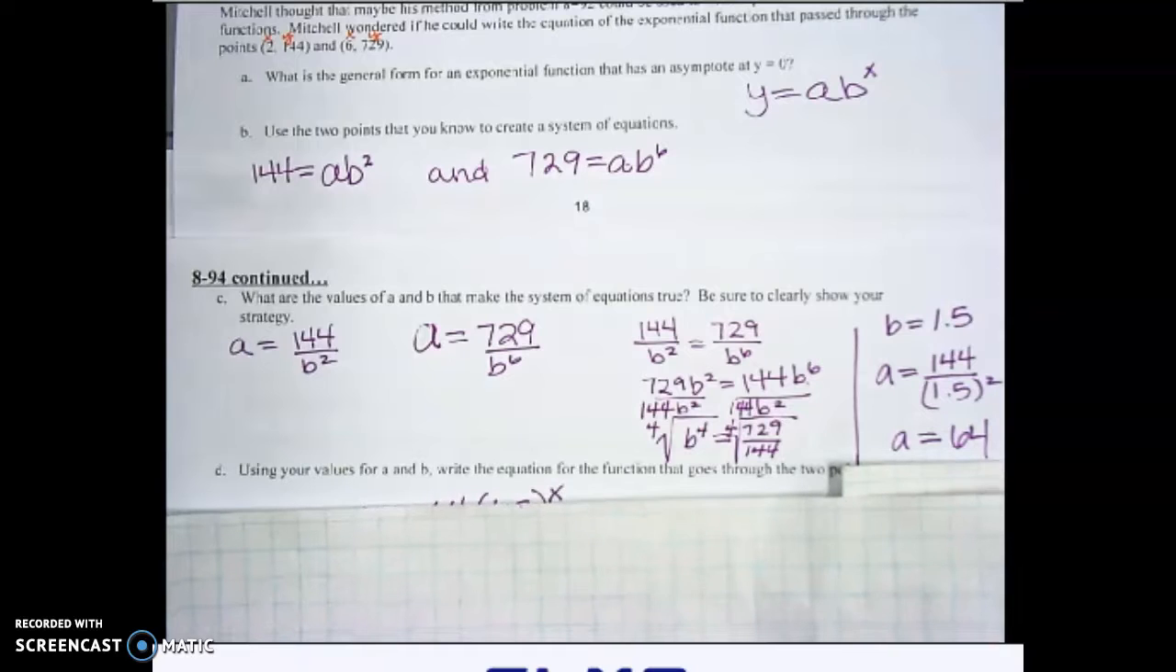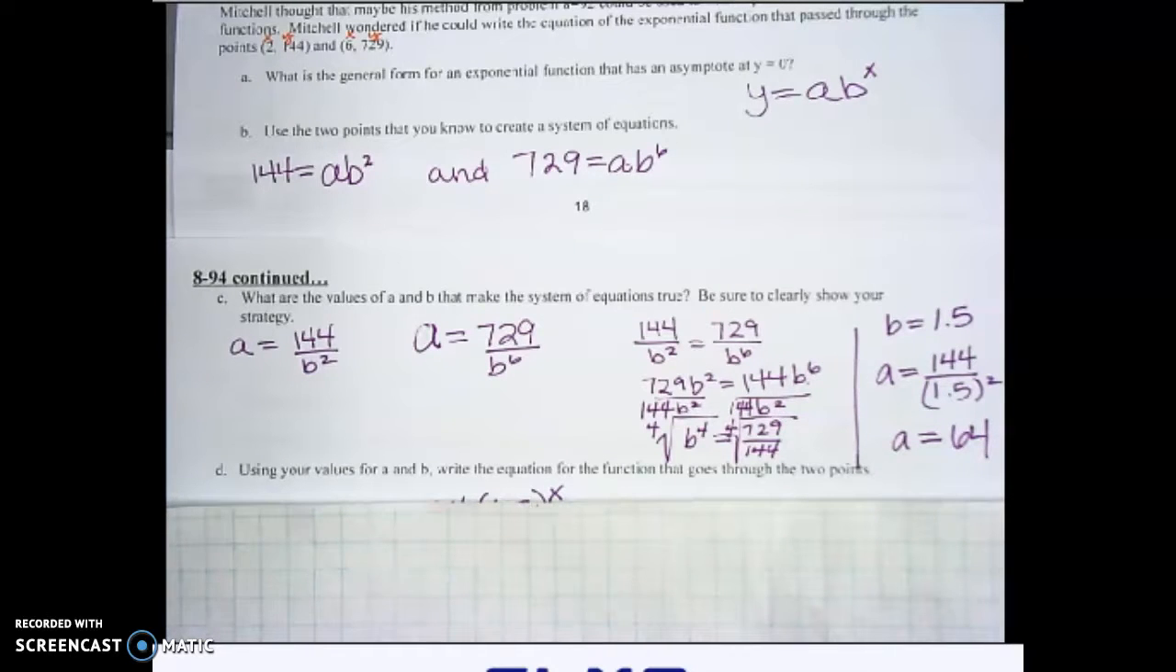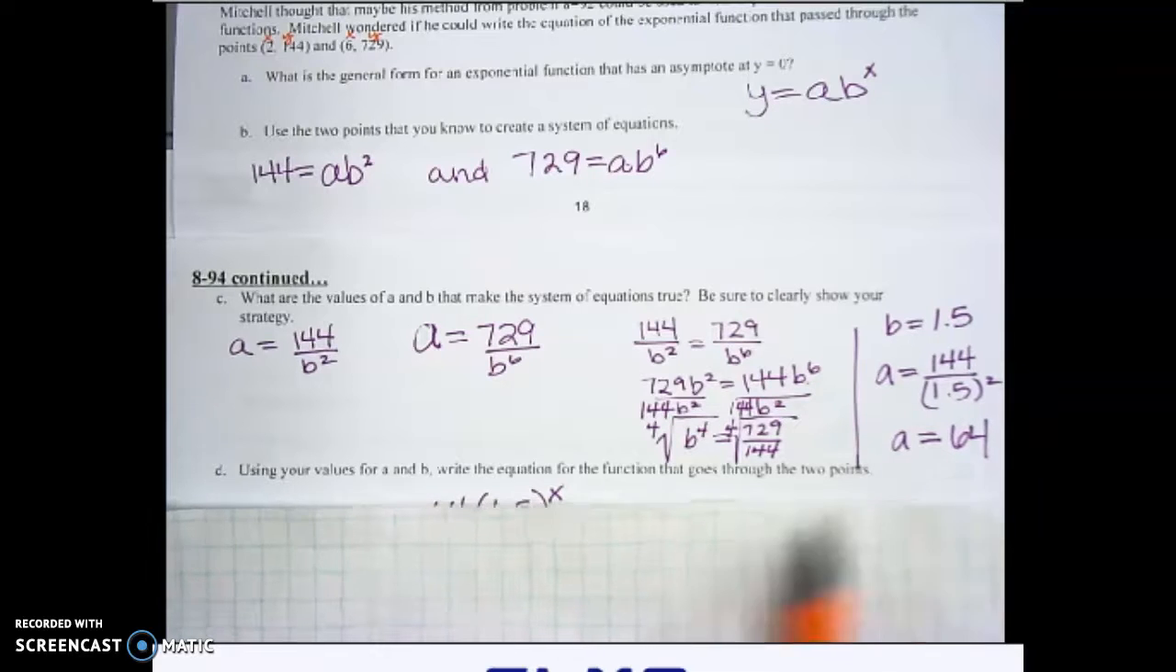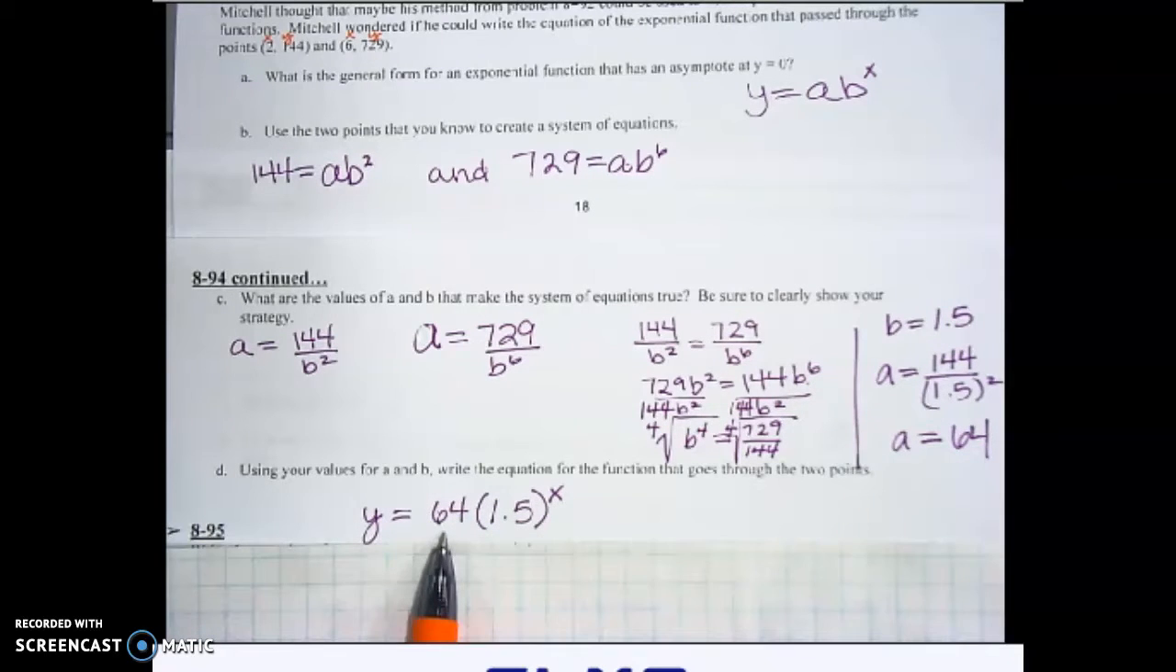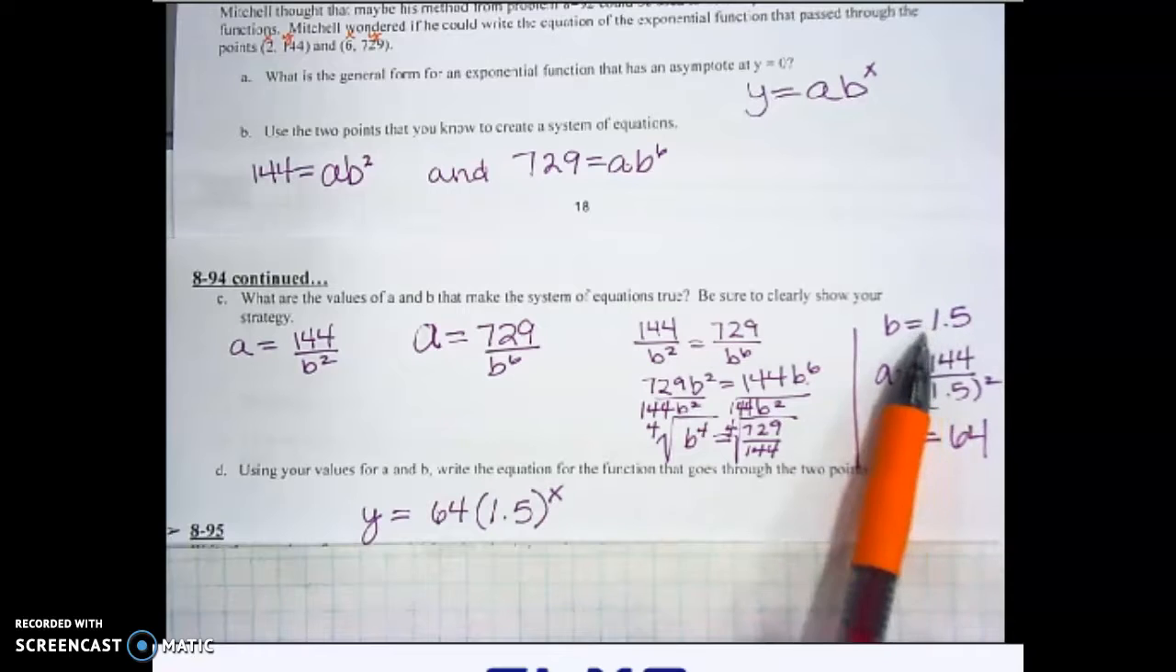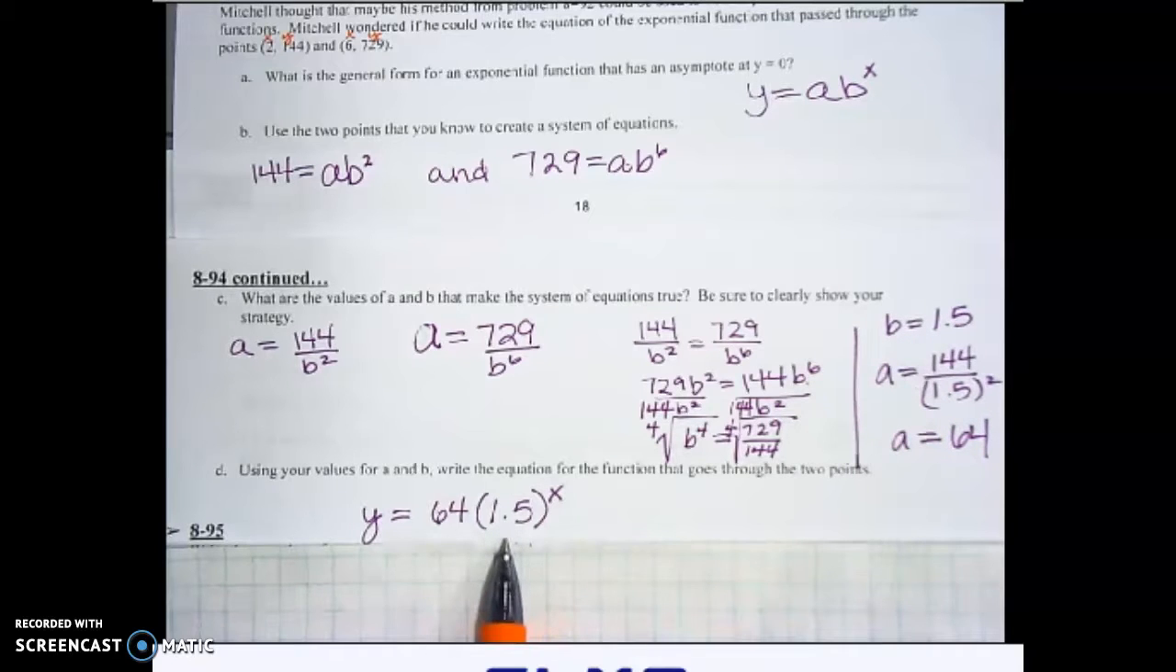So question D says, using your values for A and B, write the equation for the function that goes through that point. So the A, or the 64, gets plugged in for the A right there. And the B of 1.5 gets plugged in where the B goes. Okay? All right. Now we're going to try 2 more.